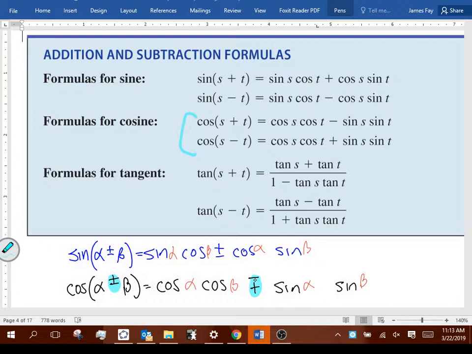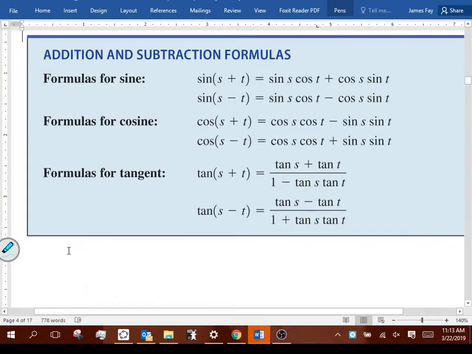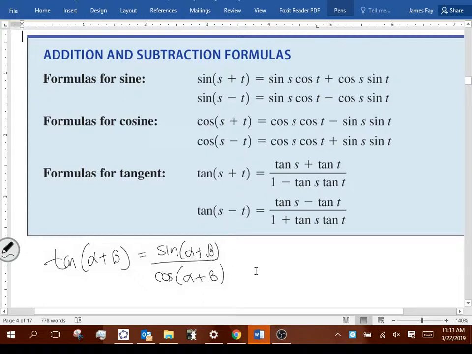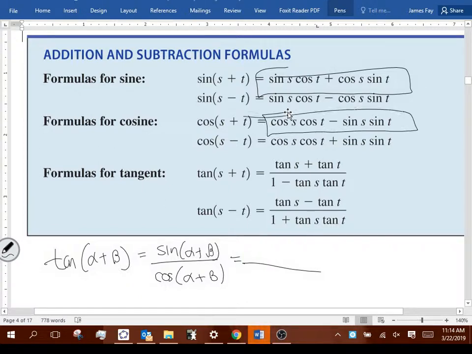Okay? I'm not going to deal with the tangent right now. We'll talk about those on Monday, provided we get through the proofs of these in time to do that. But just think about this real quick. If I want tangent of, say, alpha plus beta, isn't that going to be sine of alpha plus beta divided by cosine of alpha plus beta? That make sense? Sine of alpha plus beta, that numerator is going to look like that. The denominator is going to look like that.